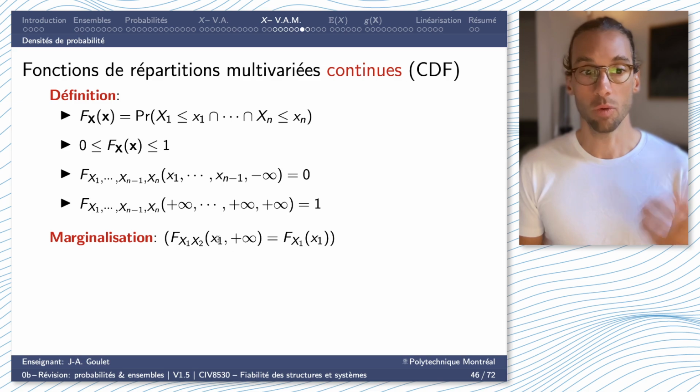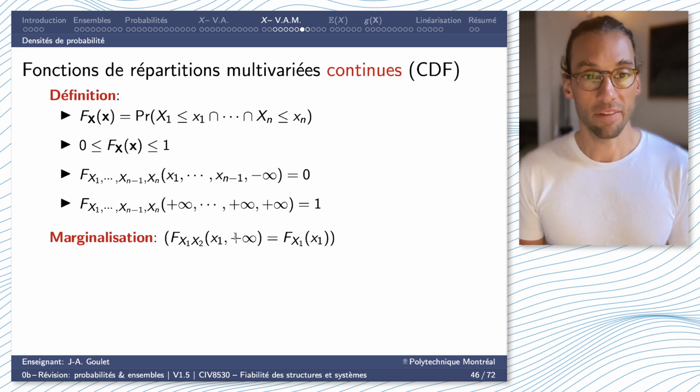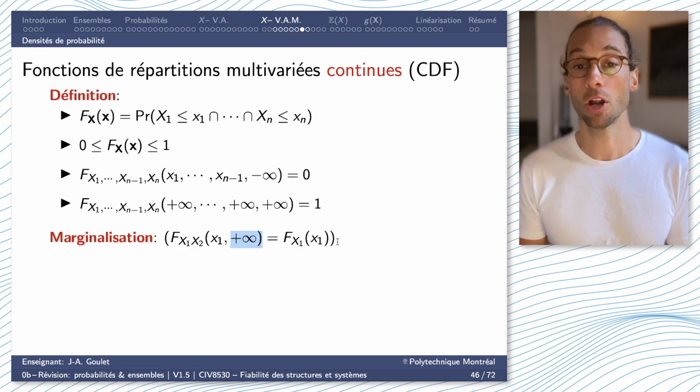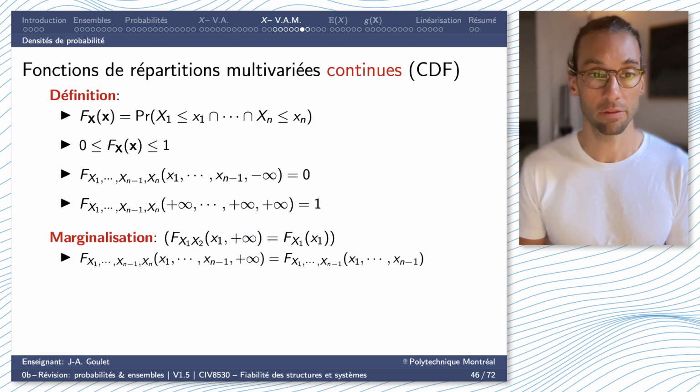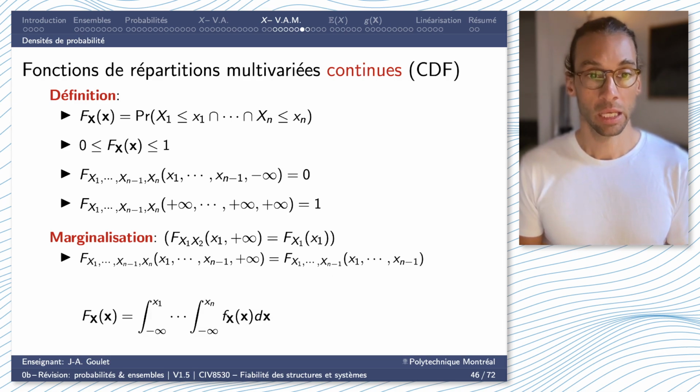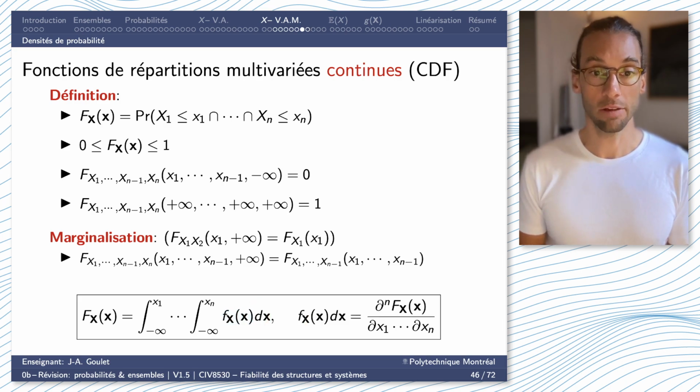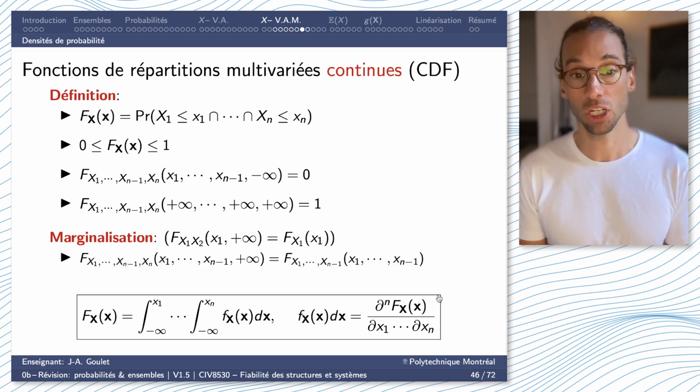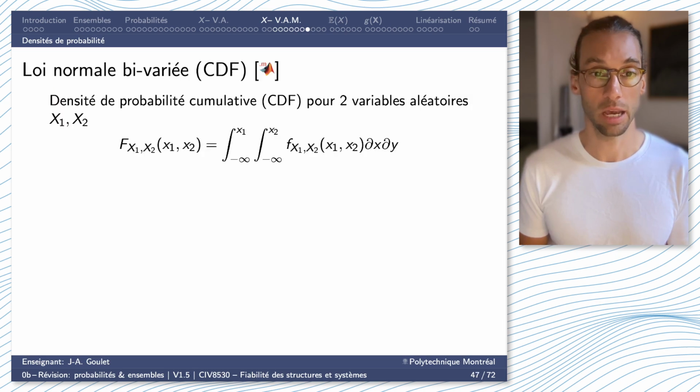Then if I evaluate my joint CDF for an arbitrary number of variables, and I evaluate one of those variables at plus infinity, this is going to be equivalent to marginalizing that variable, so removing it from that joint CDF. I can do this for any variable, not only the nth one. I can obtain my joint CDF by the multivariate integration of my joint PDF. And equivalently, I can obtain my joint PDF by differentiating my joint CDF.